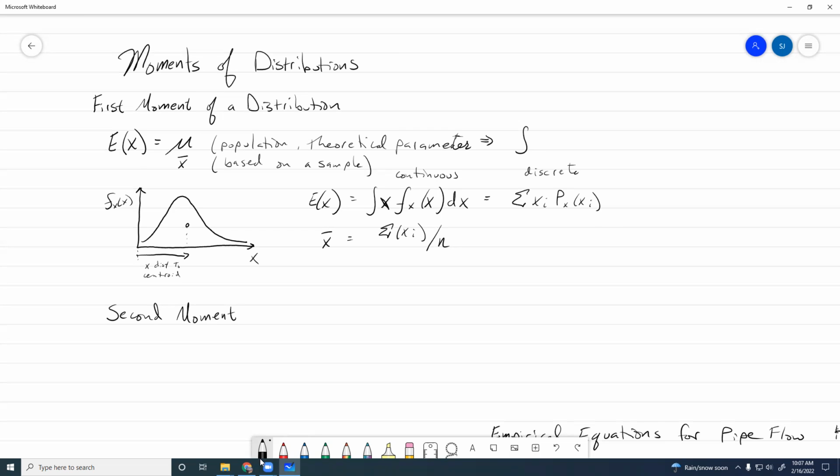The second moment is the variance. Which we define as sigma for a population, or S for a sample.